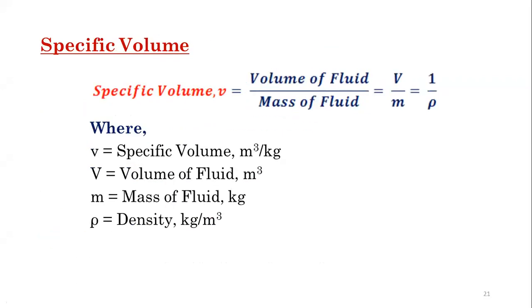Next, specific volume. Specific volume is the other property of the fluid, which is defined as the ratio of the volume of the fluid to the mass of the fluid.